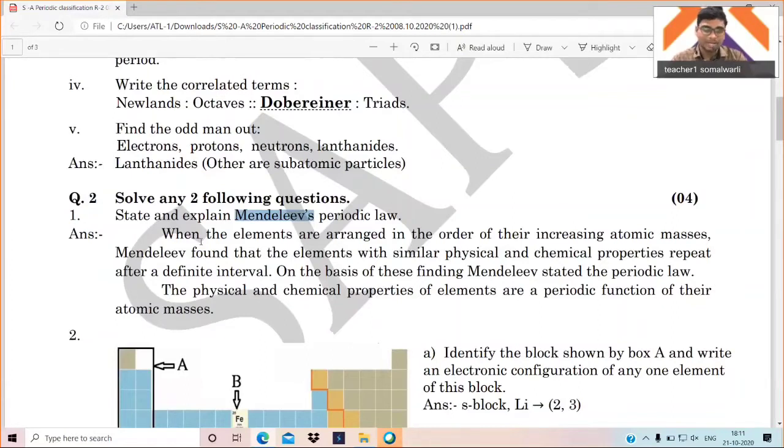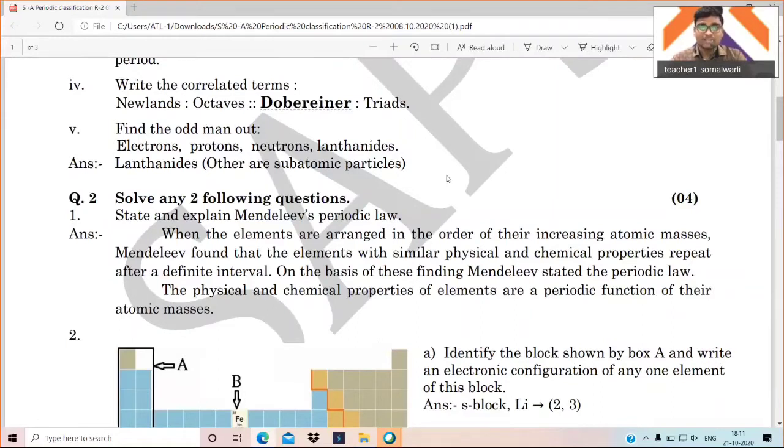Let me explain in simple words. What is Mendeleev's law? Actually, he explained everything in the form of what? In the form of atomic mass number. When we talk about atomic mass number, he said that whatever the atomic mass number, it directly depends on the physical and chemical properties. And he said the physical and chemical properties of an element depend on the atomic mass number. So that was the law of Mendeleev.